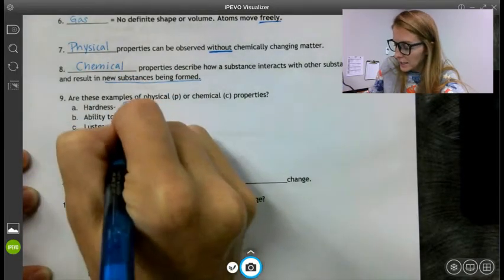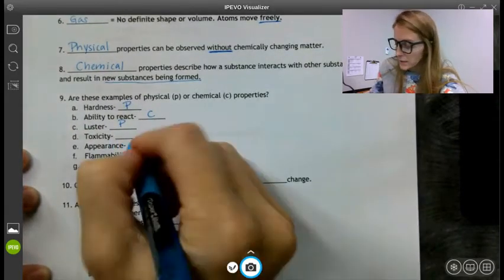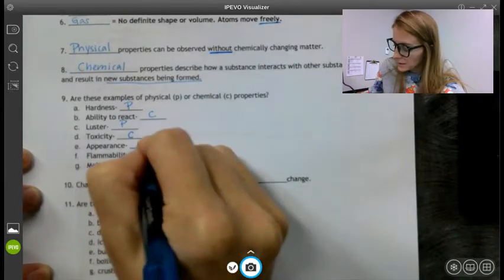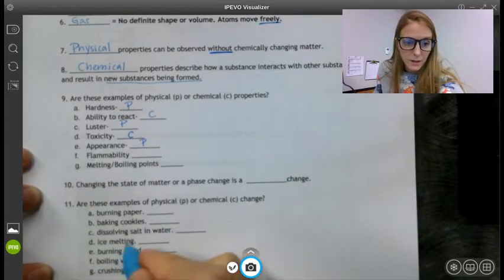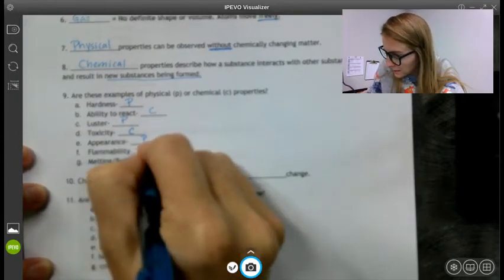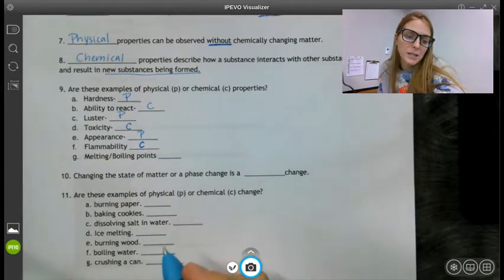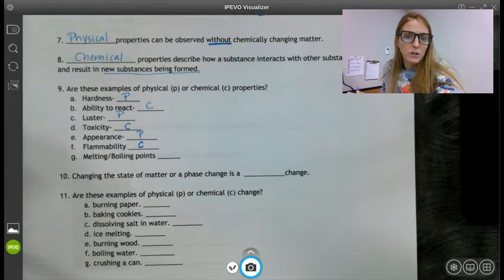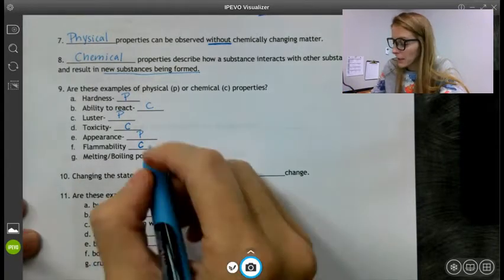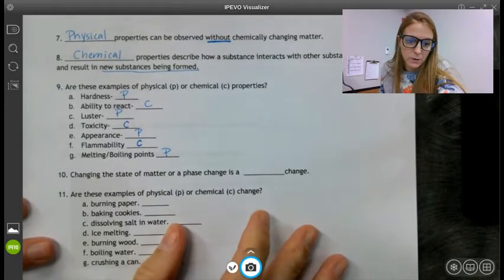Luster is the shininess, that's physical. Toxicity, so if it's toxic, it's chemical. The appearance is your physical. Flammability, like when I lit the paper on fire, that's chemical. And then melting and boiling points, that's just when your solid turns to a liquid, or your liquid turns to a gas, like in boiling. That's all just changing the state, so it's just still physical.